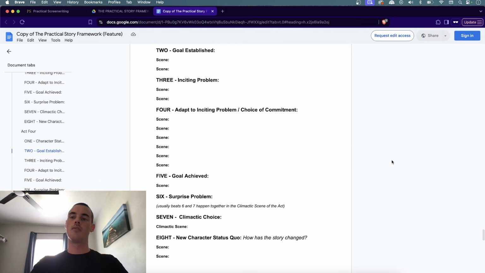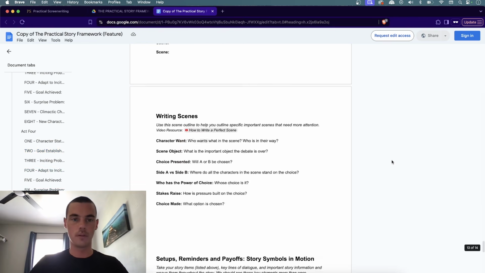So from my perspective, it doesn't make sense to have a second act that is double the length of the other 2 acts and has its own midpoint climax. Like, there's 4 acts in a screenplay, and that's what I show you here.